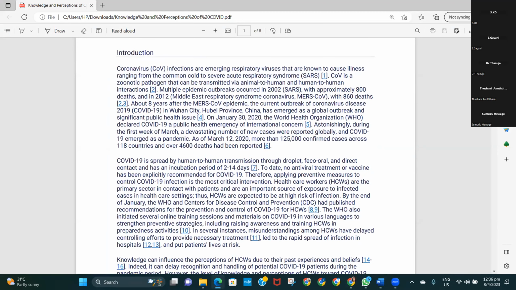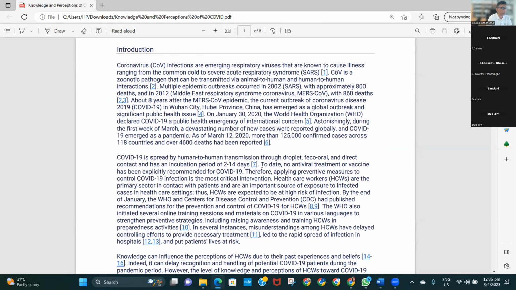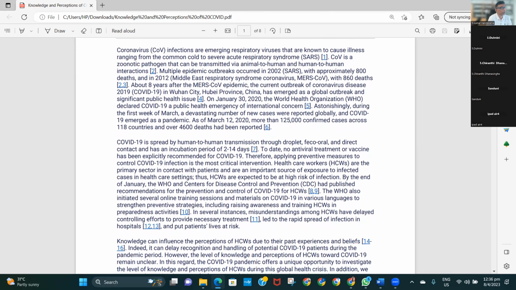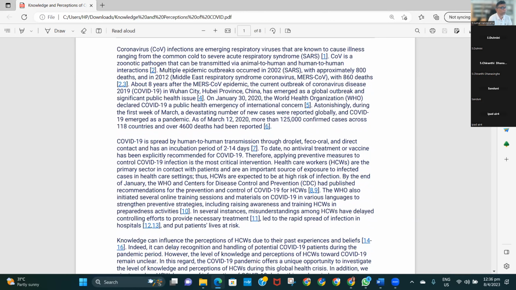Okay. So introduction, actually, what should be there is a big sentence here, but what is important is, since the objective is to assess the knowledge and perception of the healthcare workers, we have to write a sentence saying that it is an important factor to assess. So then we will go to the objectives likewise. Why it is important to assess the healthcare workers' knowledge and perception can be the introduction sentence for this particular abstract.